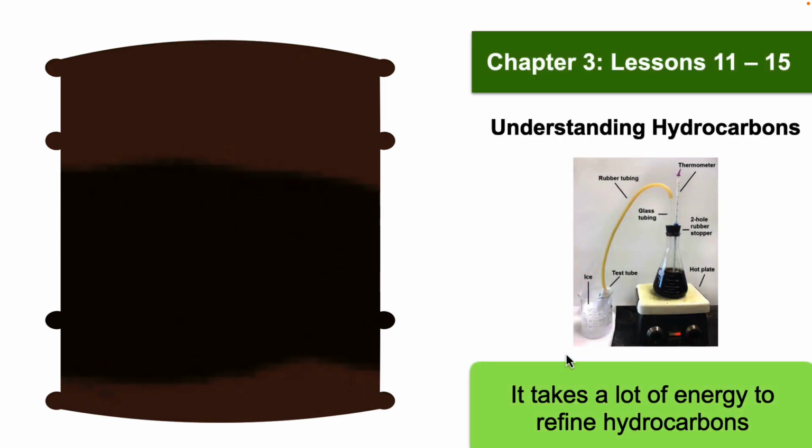Chapter 3 is about understanding the chemistry of how we take sticky goo out of the ground and turn it into other products. We solidify our understanding of states of matter and the energy that it takes to change between them, realizing that it takes a lot of energy to refine hydrocarbons.